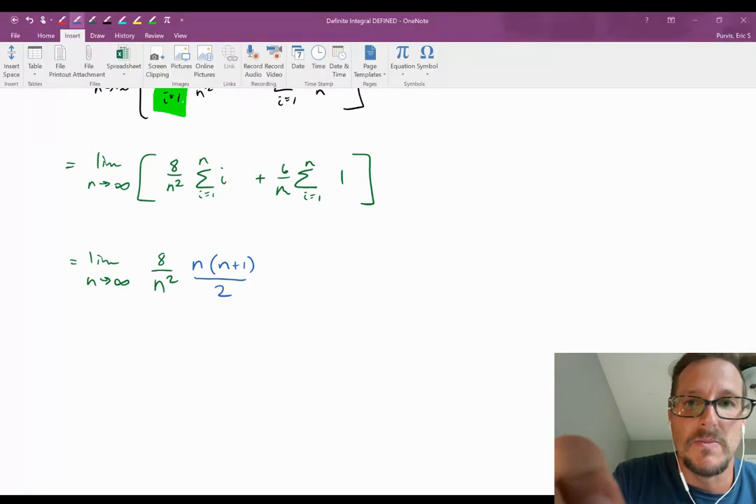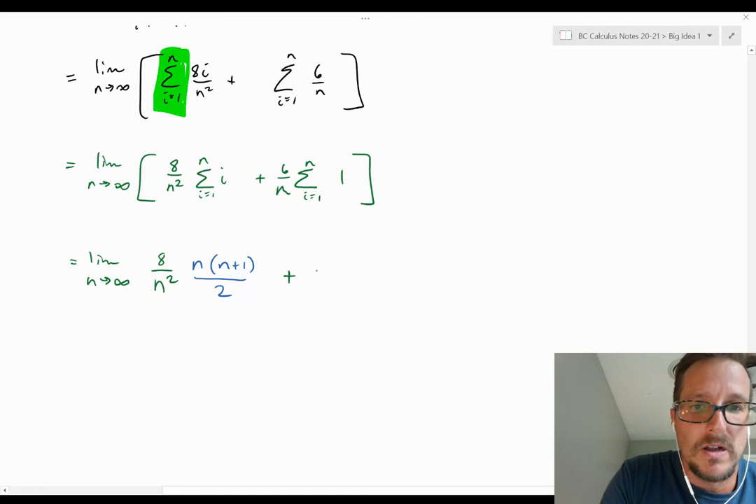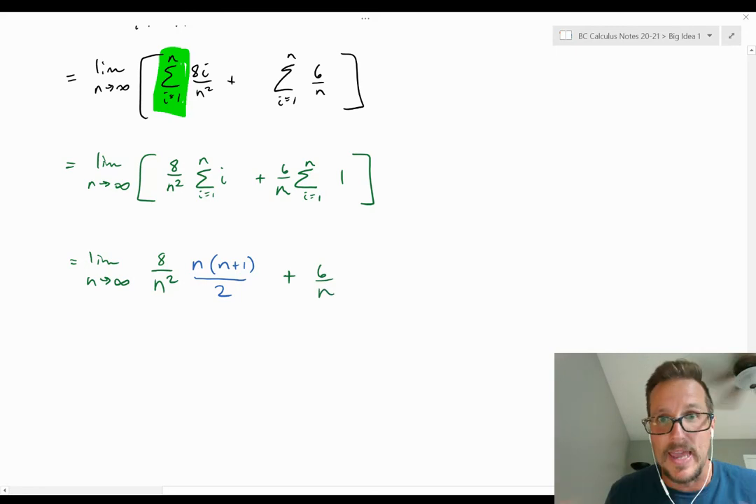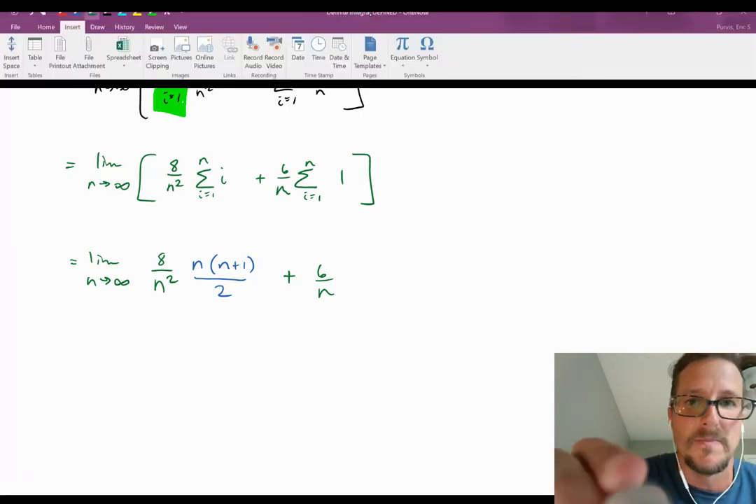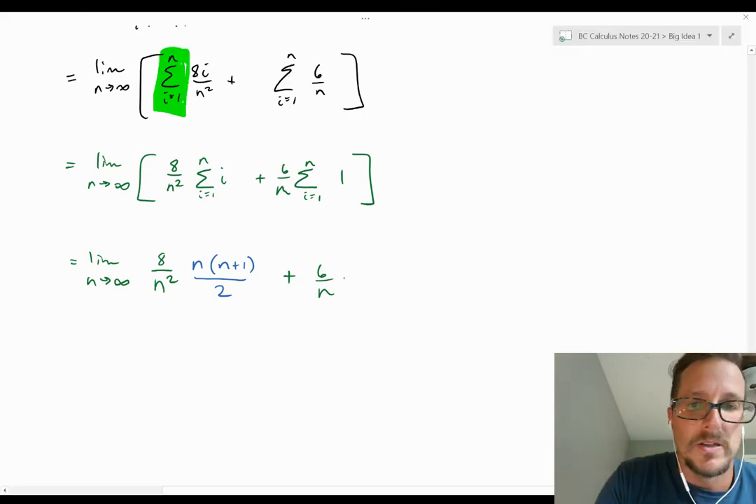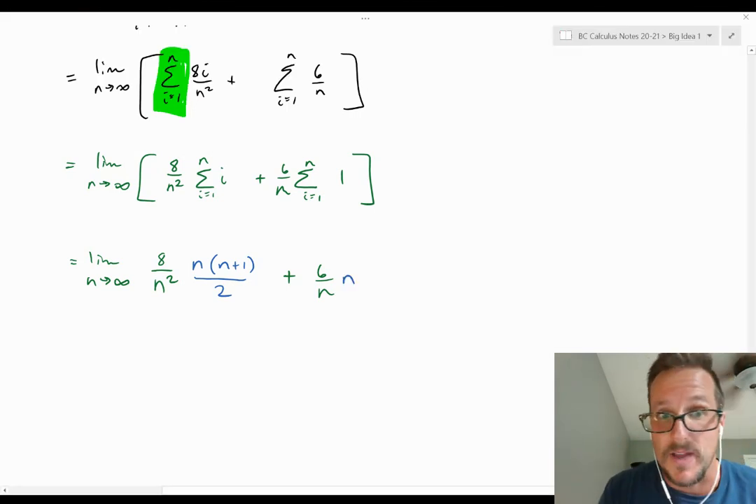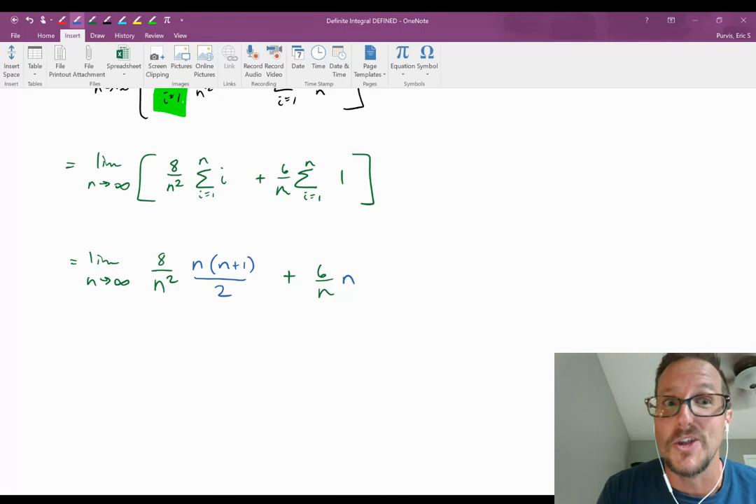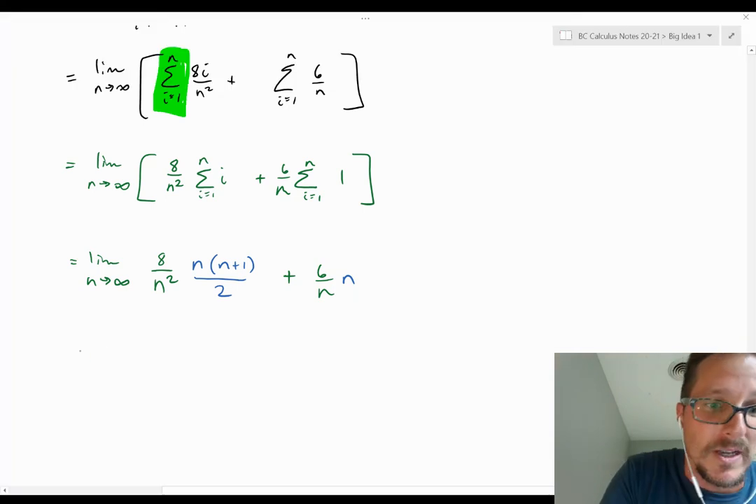So we're going to keep going. The sum of 1 from 1 to n, well, that's 1, n times. So what's the grand total? Yeah, it's just n. So that's multiplied by n. Now we're going to simplify a little bit. Hold on to your socks because we are almost there.